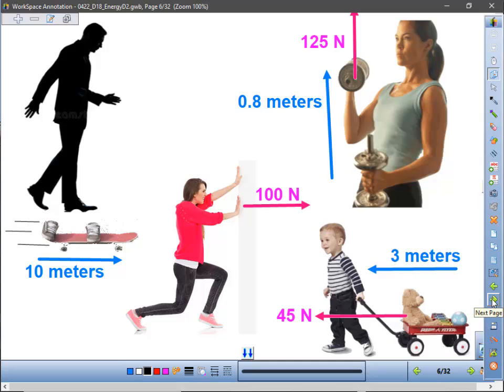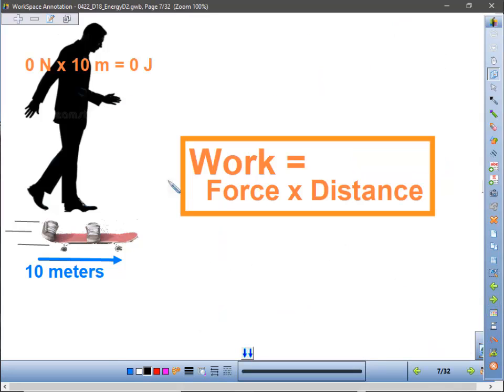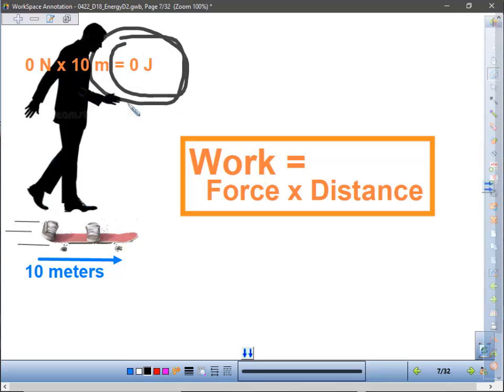So let's go through these one by one. Here's the man, right? The force is 0 because he's not even touching the skateboard, even though the skateboard is moving 10. So 0 times 10, force times distance is 0. 0 work done. And that makes sense. He's not doing any work on that skateboard. Basically, the skateboard is rolling forward on its own. It's just coasting forward. He's not doing any work to it. It's just coasting. So no work done by him.